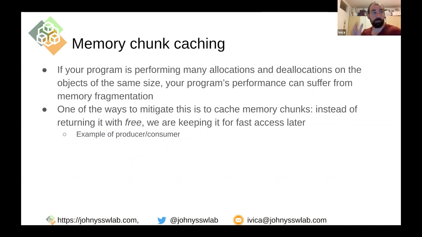An example is a producer consumer. If you have a class that produces and sends some data to the consumer, and the producer uses malloc to allocate memory and the consumer uses free to deallocate memory, in that case you can have memory fragmentation. In that case you can implement chunk caching, so there are like 10, 20 or 30 chunks that are always available for allocation. In that case, the system doesn't need to do allocation, deallocation.